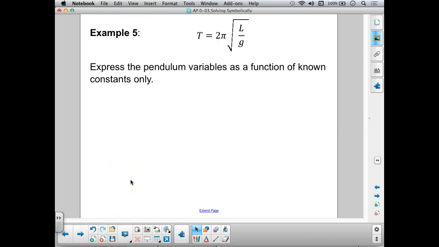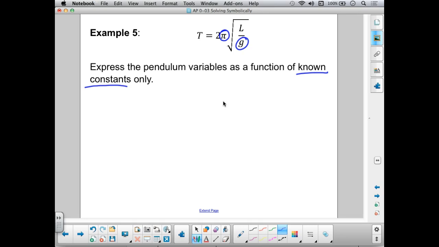Okay, here's one last one on your own, example 5. The period of a simple pendulum is equal to 2 pi times the square root of L over g. And your task is to express the pendulum variables as a function of known constants only. And known constants is going to mean g and pi. Those are values that are defined.